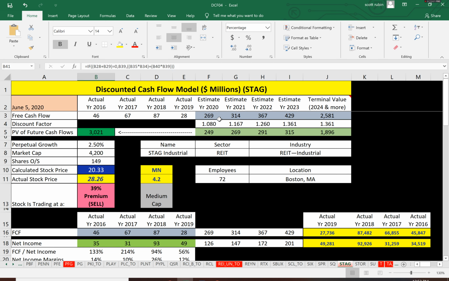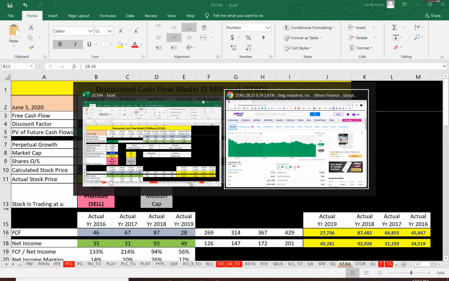Now, the estimated future free cash flow, we did it for 4 years. Then we did a terminal value, which is all years past year 4. And now we're going to discount those numbers back to today's dollars, and we get a value of the company of $3 billion. And when you divide that by 149 million shares, you get a stock price of $20. Even though it's trading at $28, so we consider this a sell. It's trading at a 39% premium.